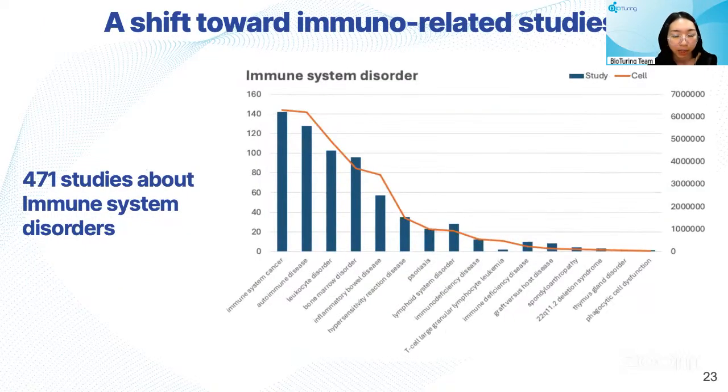Okay. And then in this next slide, similarly, we have the immune system disorder studies. These are studies related to immune system cancer, autoimmune disease, leukocyte disorder, bone marrow disorder, and so on. Here we have 471 studies related to immune system disorders.